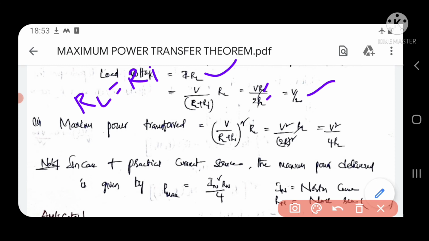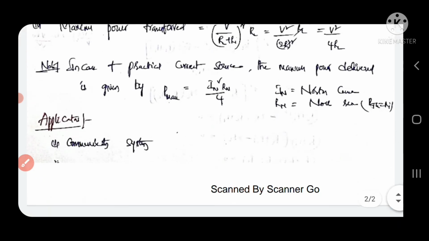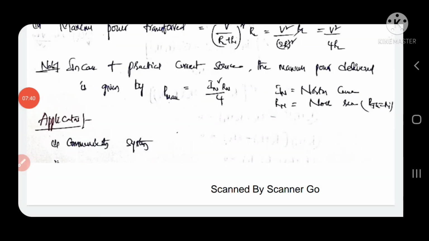Third thing is that the maximum power transfer is equal to I square RL formula, by substituting we will get V square by 4RL, because RL is equal to Ri, so (2RL) square, RL gets cancelled, and we will get 4RL only. Okay, in case of a practical circuit, if the source is a current source, at that time IN is equal to Norton's current and RN is equal to Norton's equivalent resistance. The application of the maximum power transfer theorem is from a communication point of view. Okay, so this is a very brief and clear explanation regarding the maximum power transfer theorem.